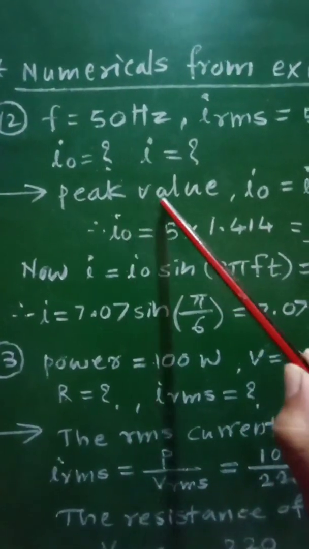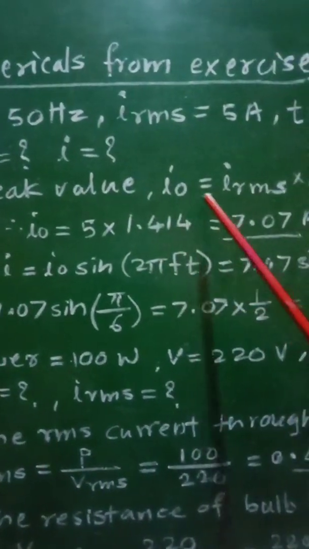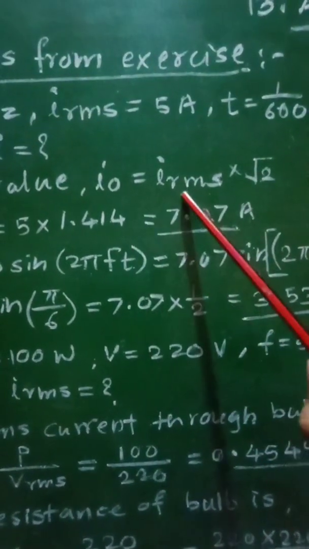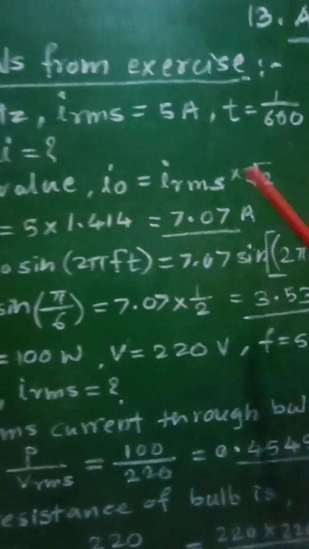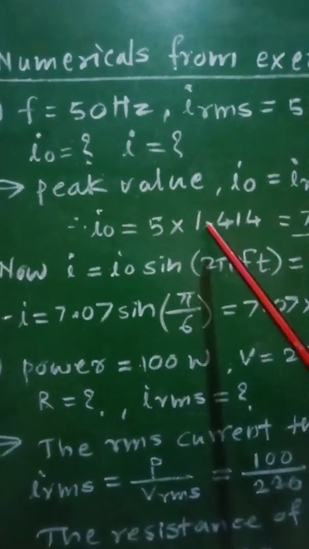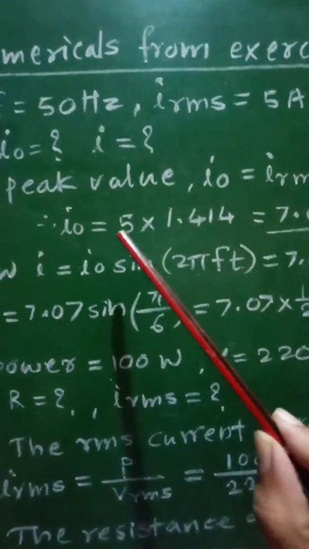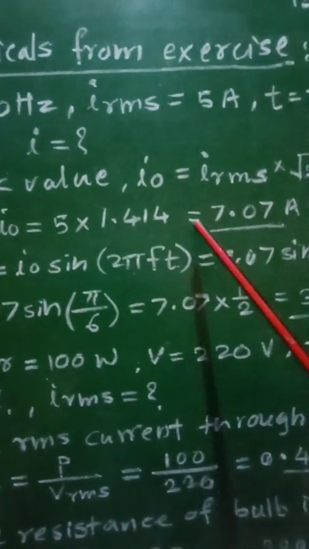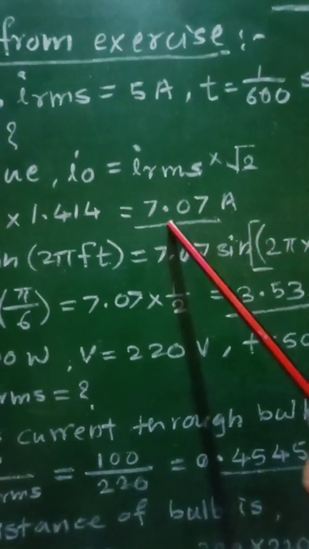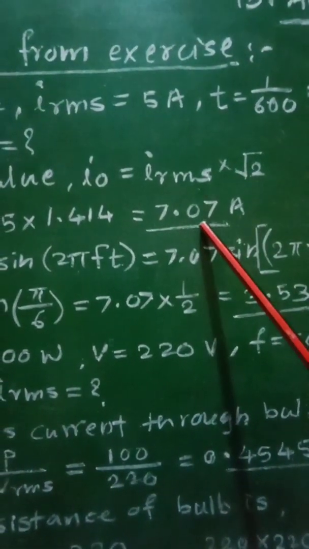Now the peak value of current I0 is given by the formula I RMS into root 2. I0 equal to I RMS into root 2, and therefore we can write I0 equal to 5 into 1.414, which comes out to be 7.07 ampere. This is the peak value of current.